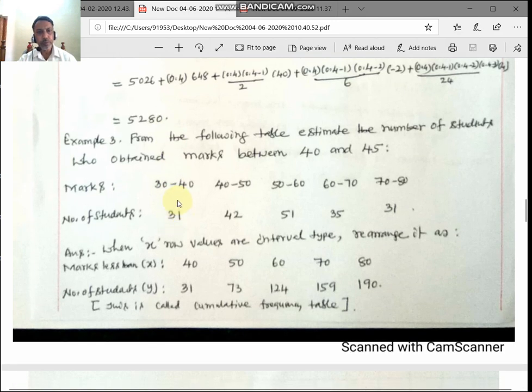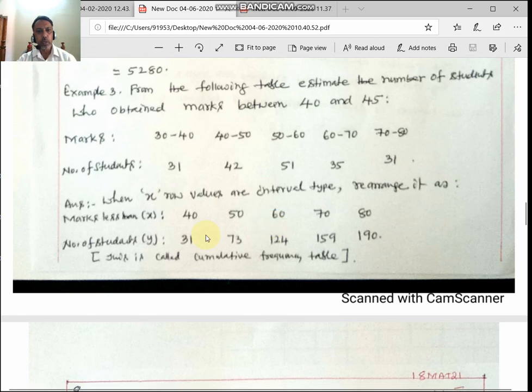In example 3, from the following table, estimate the number of students who obtained marks between 40 and 45. This problem is very important, and here the differences of two values have been given. This is to be rewritten or rearranged in cumulative form, as up to 40, up to 50, 60, 70 and 80, and the corresponding numbers.